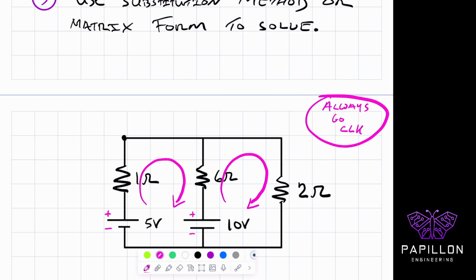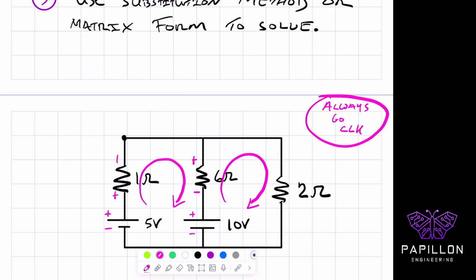So if the current leaves the positive end, you expect that this will be positive and negative. And again, when it comes to the 6 ohm resistor, you also expect it to be positive and negative. You can take a look at the previous video where I showed how to do this. And so that's number one. That's how we're going to identify the direction or the flow of our current.